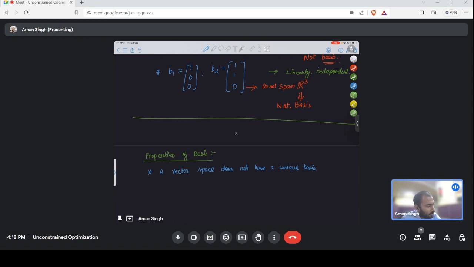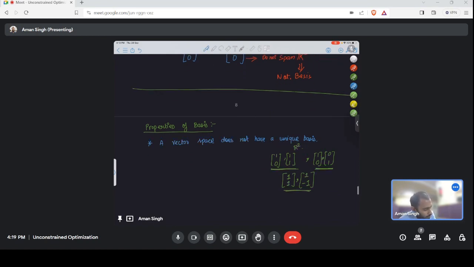So for example, let's say for R square, (1, 0) and (1, 1) are a set of bases. So are (1, 0) and (0, 1). These both are a set of bases. So is (1, 1) and (1, -1). All these three are bases, and there are many more. There are infinitely many bases in R square. So it does not have a unique basis.